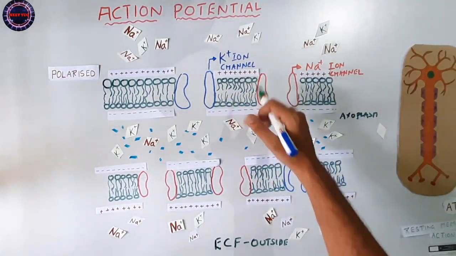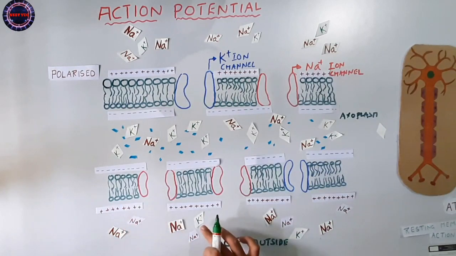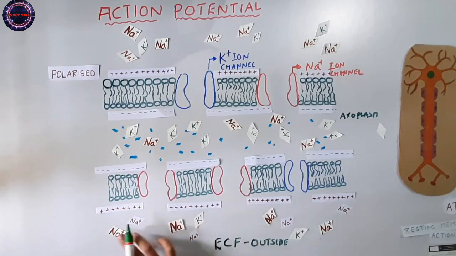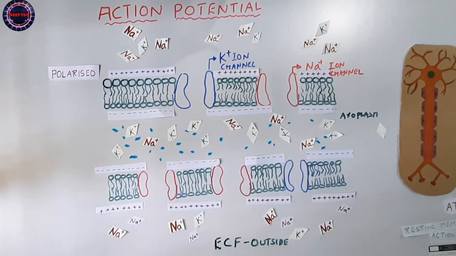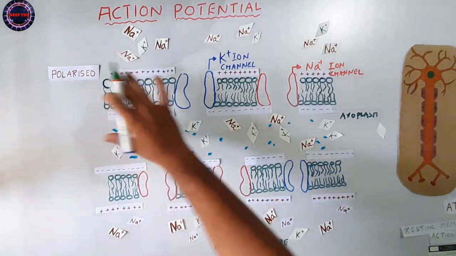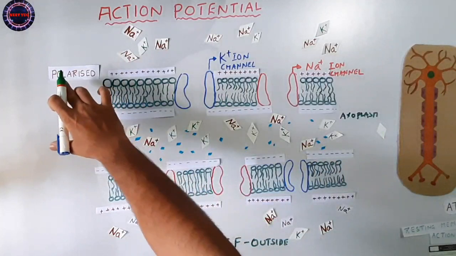But outside you see exactly the opposite condition. That is, we have more sodium ions compared to the potassium ions. Here we have 8 sodium ions on one side of the plasma membrane, that is outside of the plasma membrane, compared to the potassium ions, we have 2. For 8 sodium ions, we have only 2 potassium ions. That means the concentration of sodium ions is always high outside when the neuron is not conducting any action potential. It's completely at rest. That is called the polarized condition.